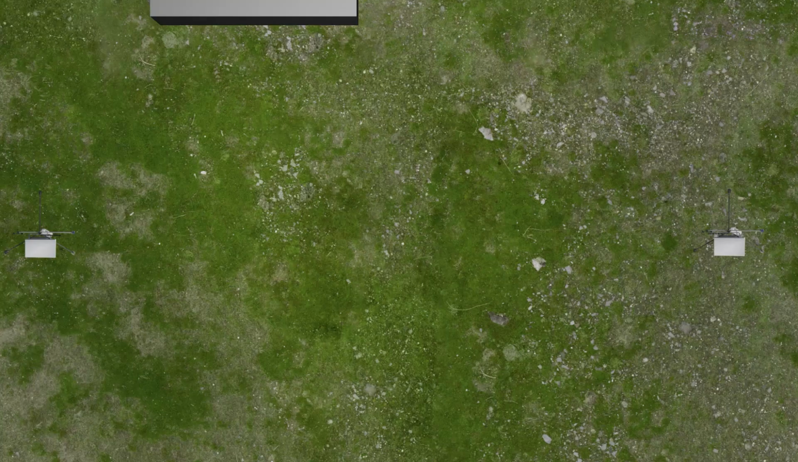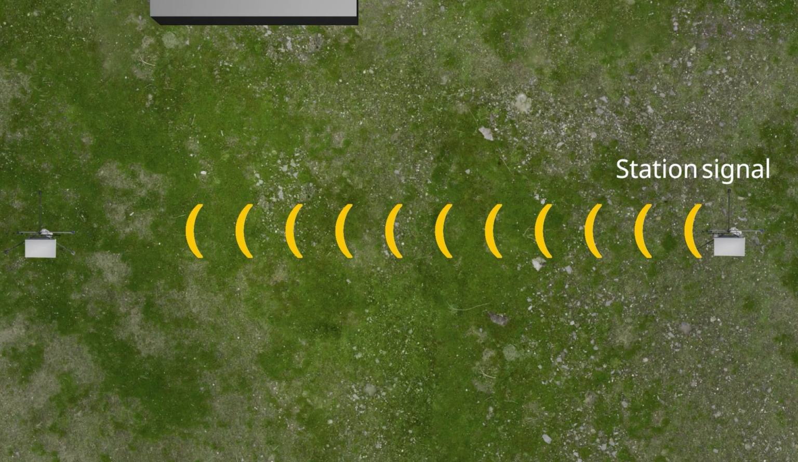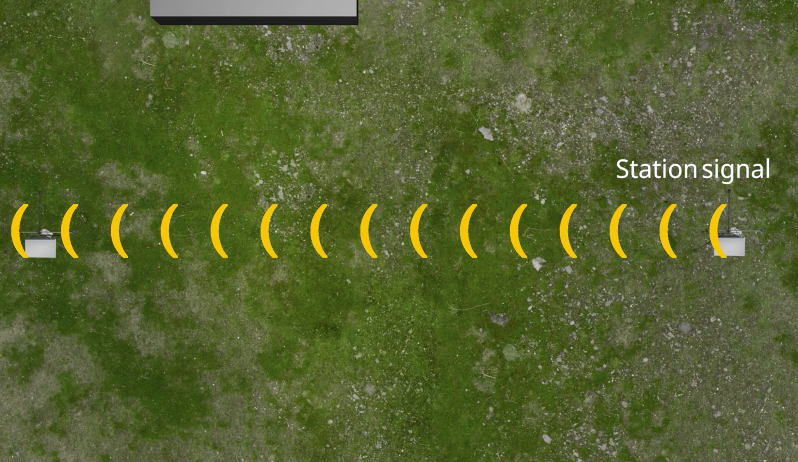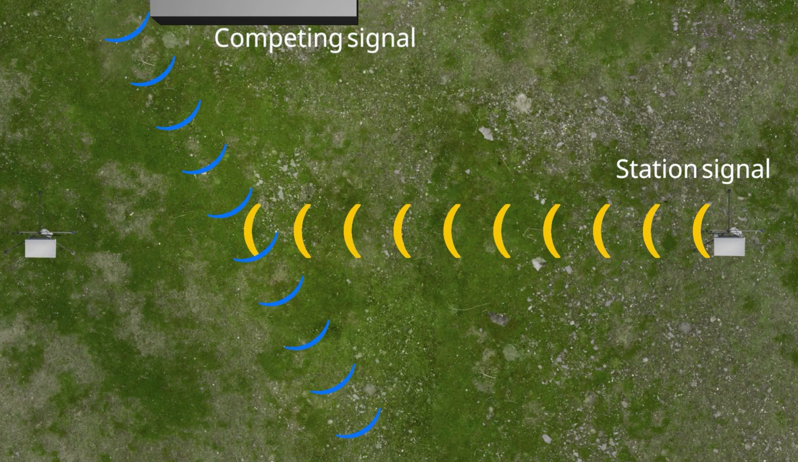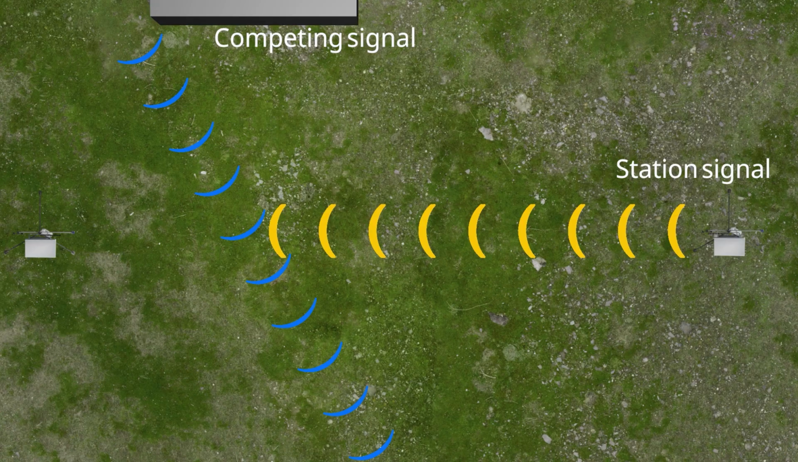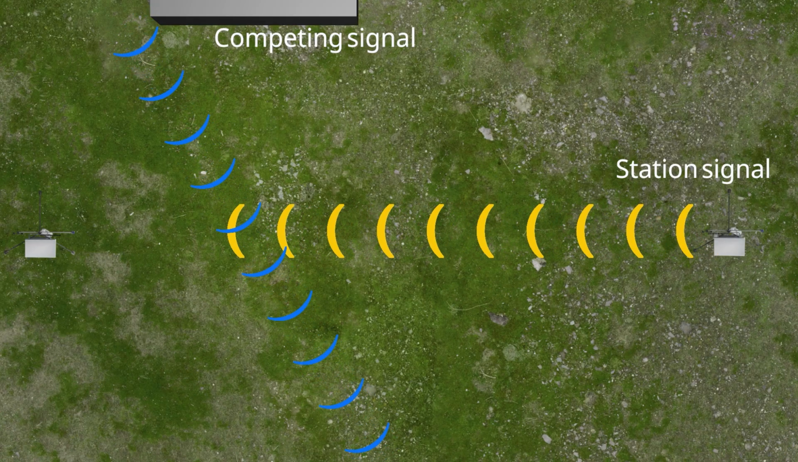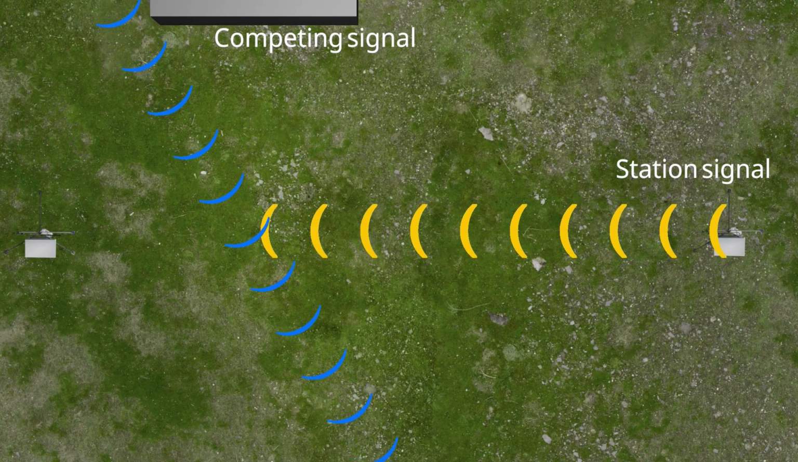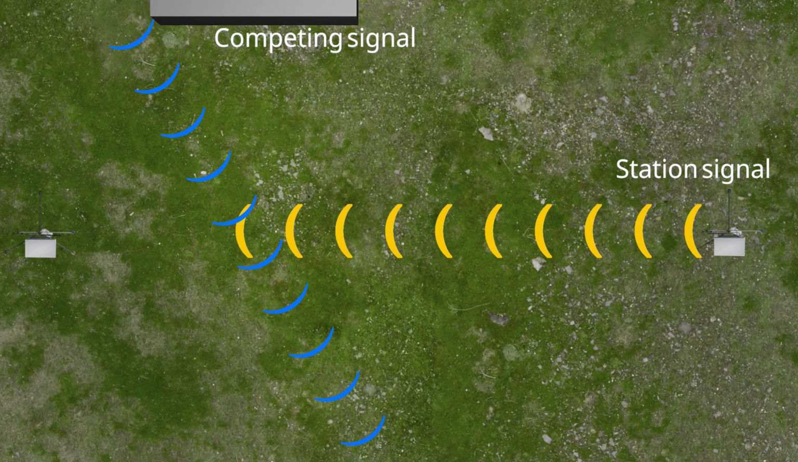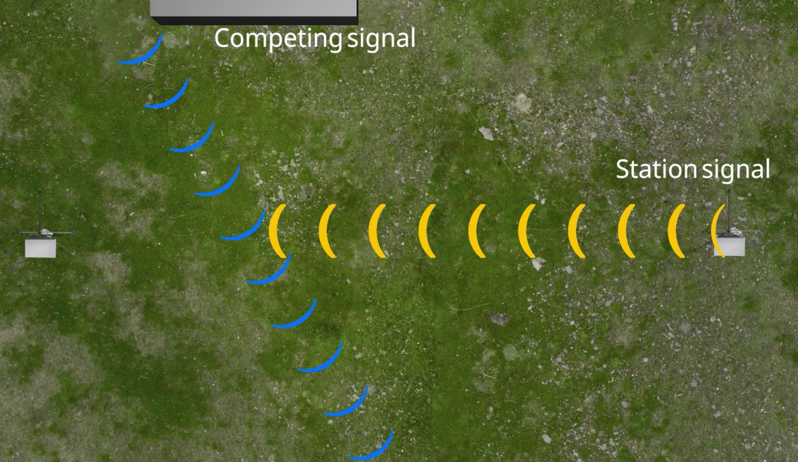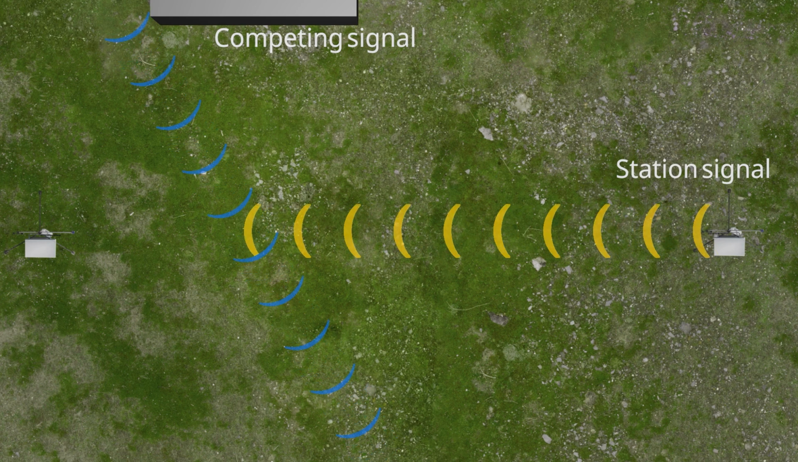Narrowband radios transmit on a single frequency. In this demonstration, the yellow signal represents the signal traveling between two stations. The blue signal represents another signal at the same frequency. This overlapping signal prevents a clean signal from reaching the base station. Narrowband radios work best in remote installations where competing radio sources won't interfere with the signal.